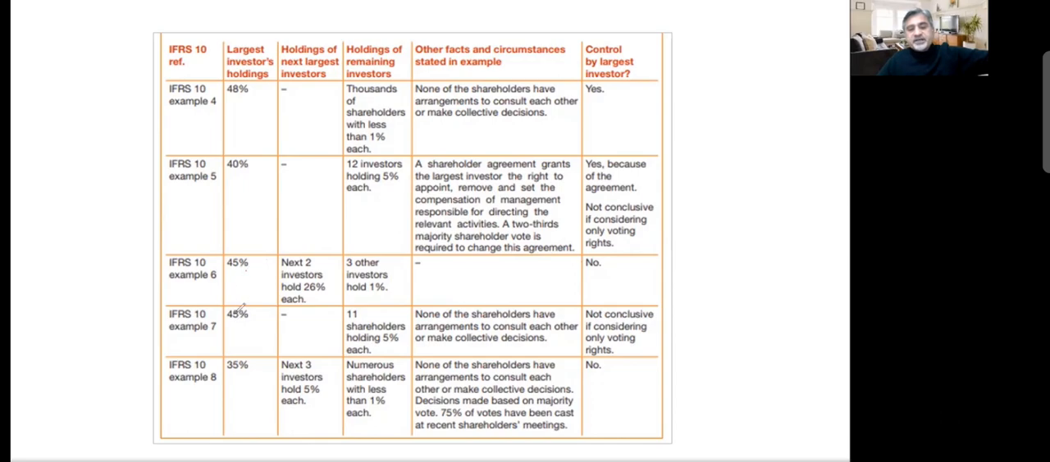Again, you have got 45% like above. This time there are no other big investors, but there are 11 shareholders of 5% each. None of the shareholders have arrangements to consult each other or make collective decisions. Not conclusive if considering only voting rights. So if you consider only voting rights, no, but otherwise it is yes, if these people do not have the authority.